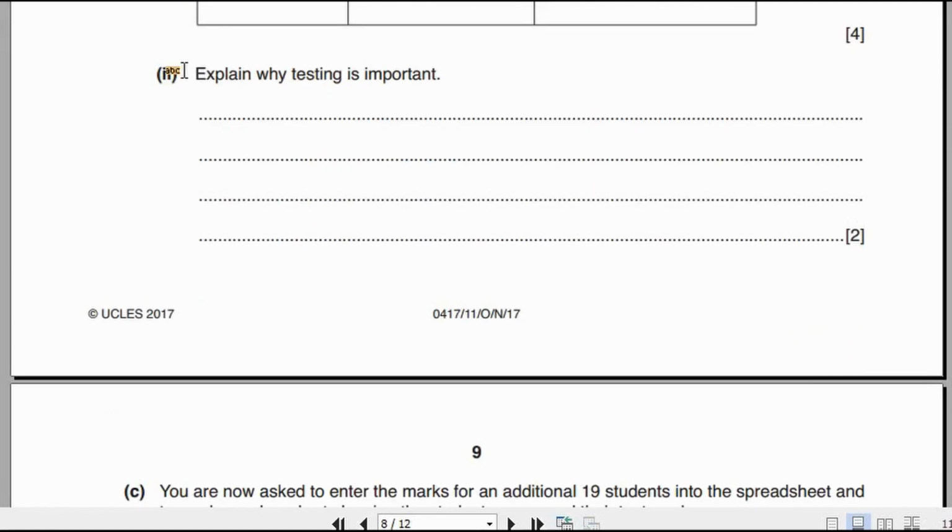The same is to the next. Explain why testing is important. Okay. So testing is important in many different ways. Number one, you can test whether your system is functioning perfectly. Okay. There is another way: you can check the errors, what sort of errors are still happening with your system before it starts functioning itself.